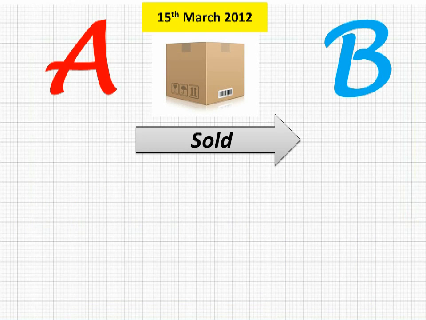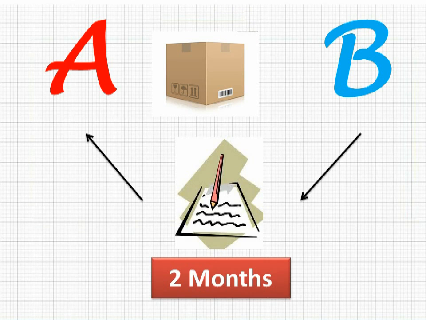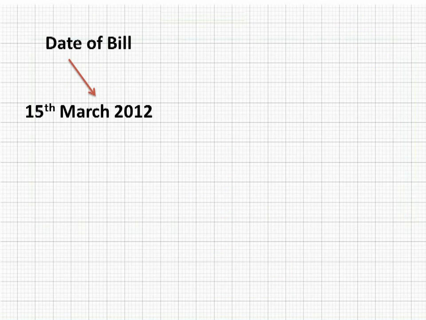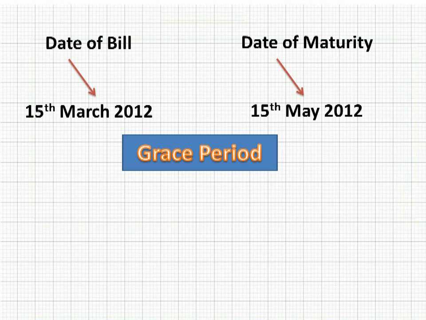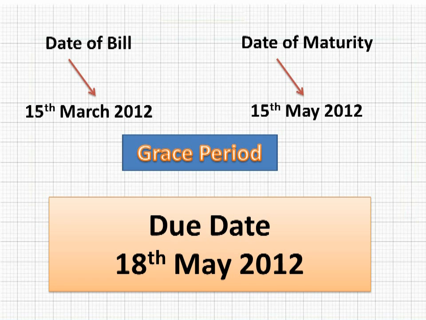Let's take another example. Suppose A sells goods to B on 15th March 2012, and B gives a bill of 2 months to A. So what will be the due date? The date of making bill is 15th March 2012, and the due date, or you can say the date of maturity, will be 15th of May 2012, and add the 3 days of grace. So then what will be the due date? 18th of May 2012. So be careful. 3 days are included, or you can say are provided to the drawee as grace days.